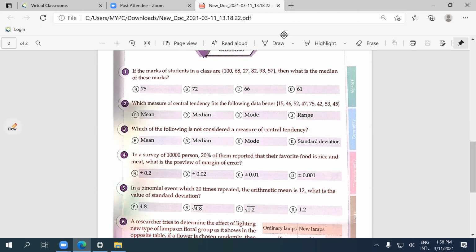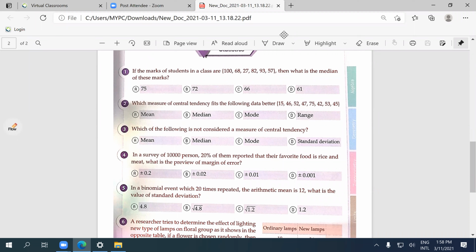Mister, why don't we choose range? Range is not one of the central tendency measures. We have three central tendency measures, which are the mean, median, and mode. So we choose median. I'm going to number 3.